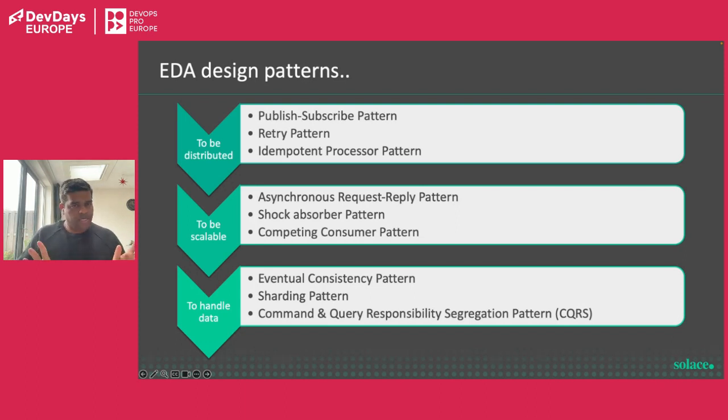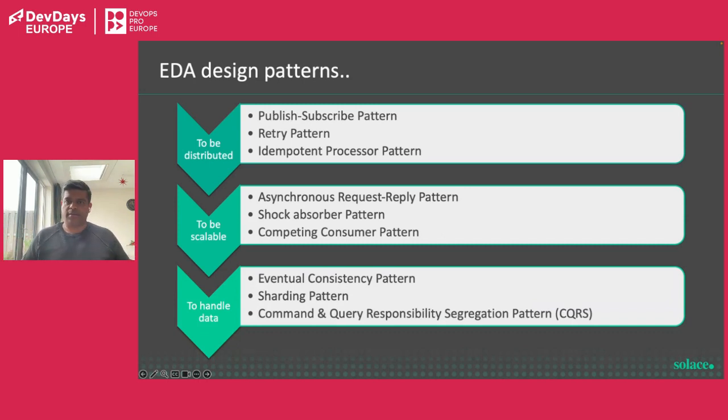So the publish subscribe, we all know about it. Before we go on, these design patterns can be classified into three categories: to support distribution, to be scaling, and to handle data movements, right? So let's start with the distribution part. We have the standard publish subscribe. So you publish, you subscribe, that's it.